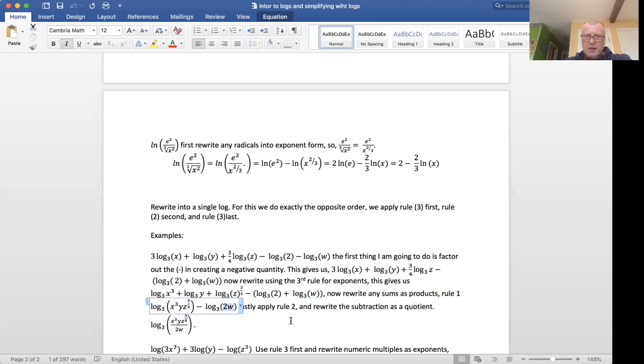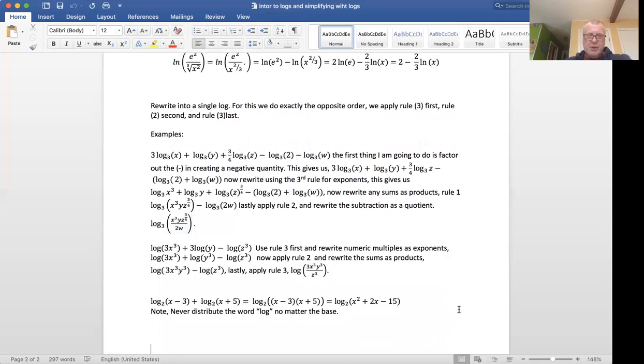And then lastly, we use that quotient rule where we write a single log. Use the argument of the numerator over the argument of the denominator, the positive part over the negative part. And we get this for our answer.